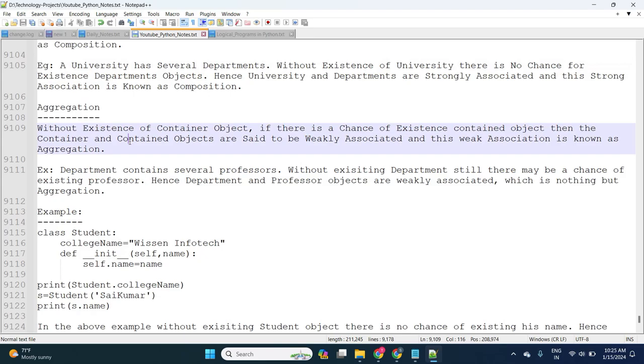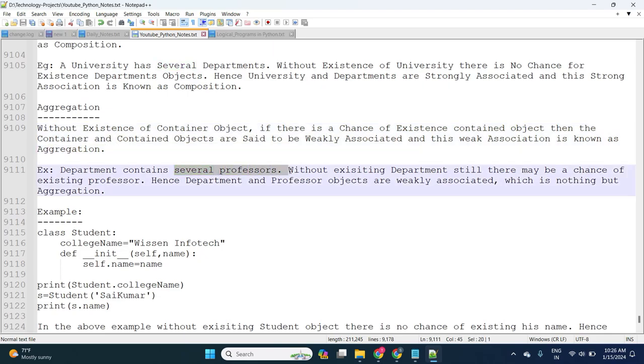In the same way, coming to aggregation, without existence of the container object, there is a chance of existence of the contained object. So the container and contained objects are said to be weakly associated. This weak association is nothing but aggregation.